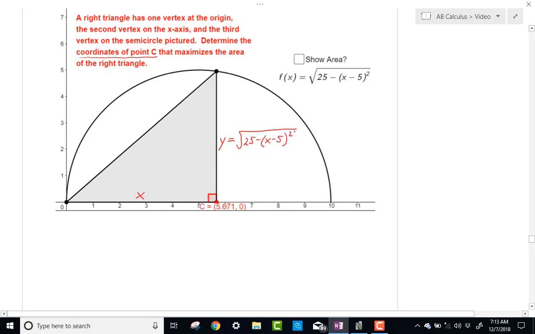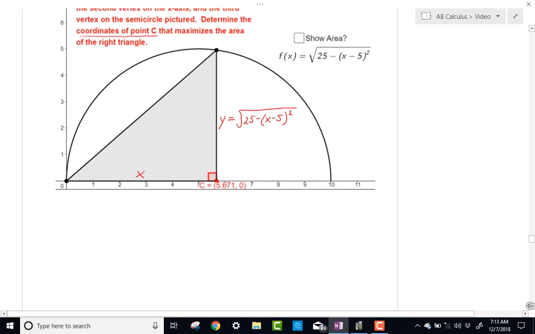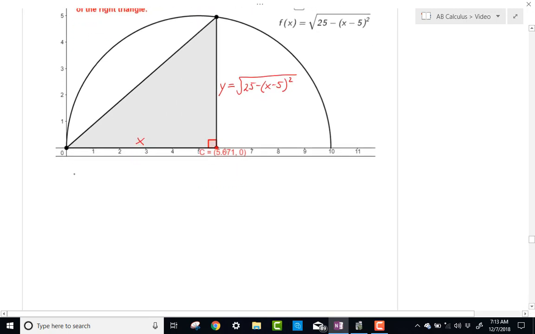So at some point I'm going to be doing some substitution again here. So let me scroll up a little bit, give myself a little bit of room. I'm going to start off with the area of a triangle this time, so area equals 1/2 base times height. And substituting my variables, this would be area equals 1/2 x times y, but I do know that y equals the square root of 25 minus (x minus 5) squared.